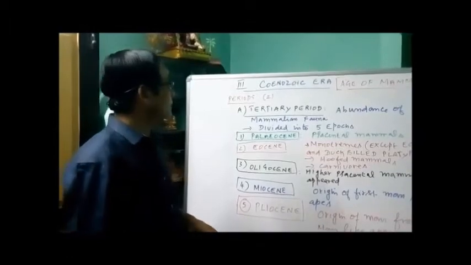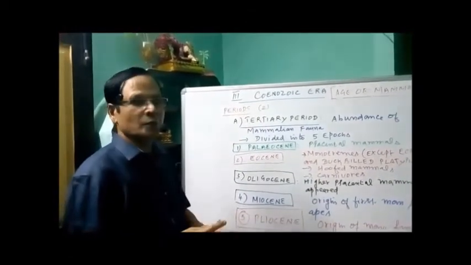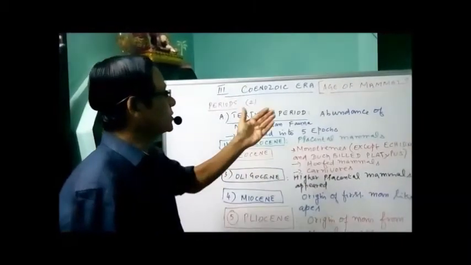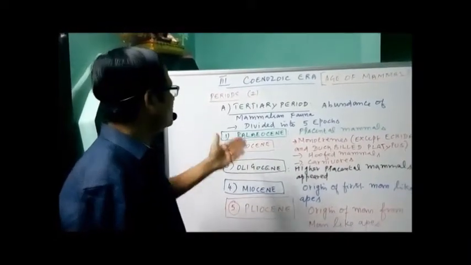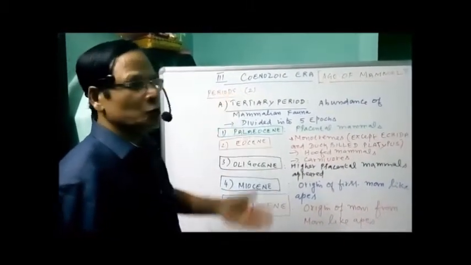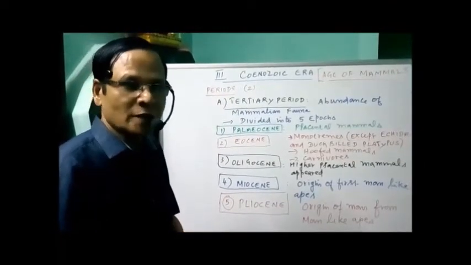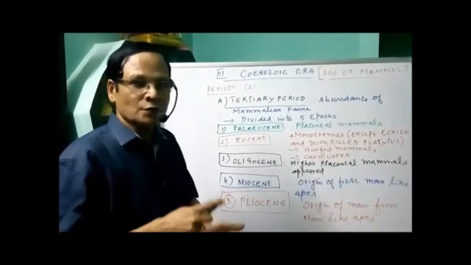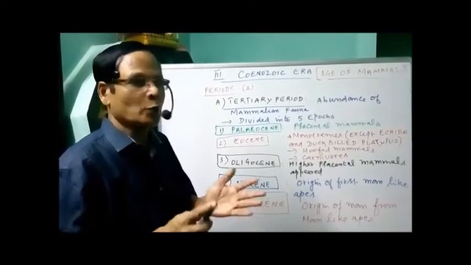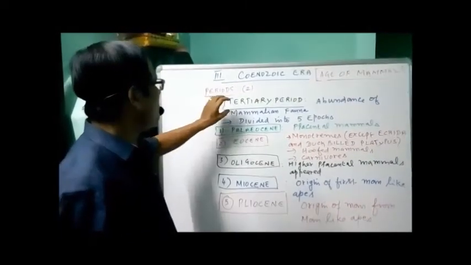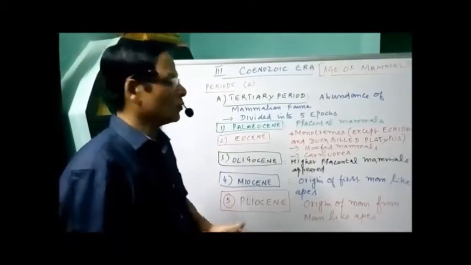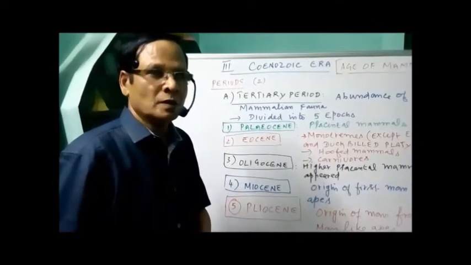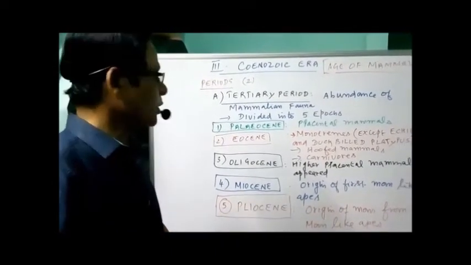Now let us discuss the importance of the Cenozoic era. During that period, mammals were dominant, hence called the Age of Mammals. Now this era is divided into two periods, one Tertiary and another Quaternary. The Tertiary period is further divided into 5 epochs. During the Tertiary period, it was noticed by the abundance of mammalian fauna. Now what are the 5 types of epoch?